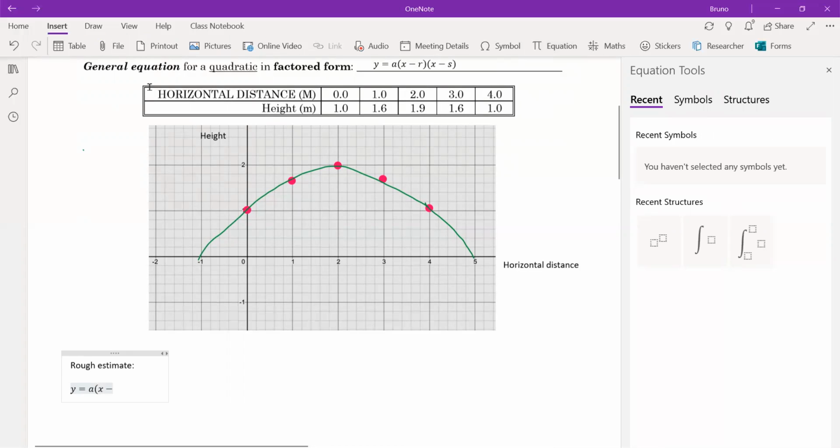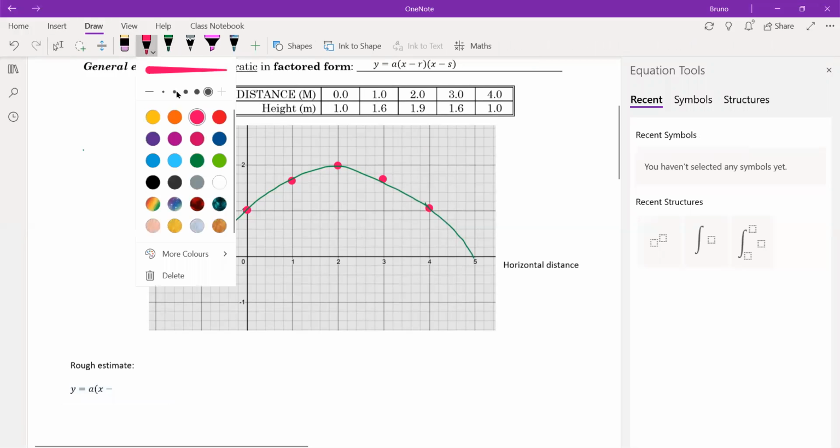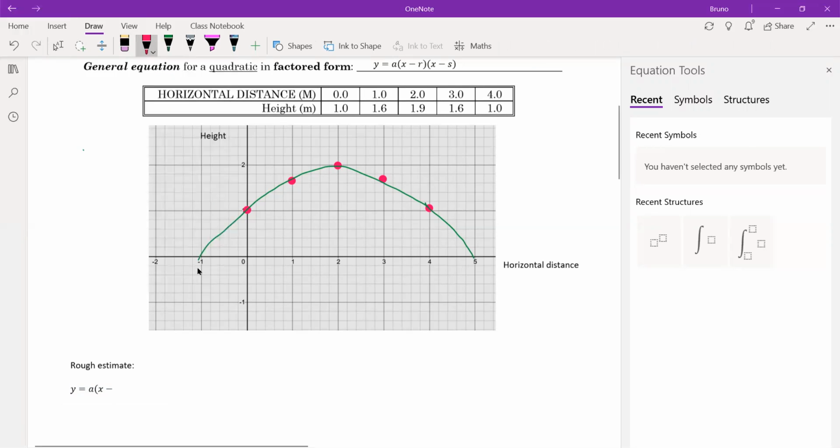Now it looks like one of the zeros happens to be somewhere about here. Let's see if I can get a nice dot in there. It looks like about negative 1, pretty close to it anyways. So I'll add that to here. And the other one seems to be roughly 5. At least, that's where I estimated it. So we don't have a complete equation just yet, but it does seem to work for the most part.